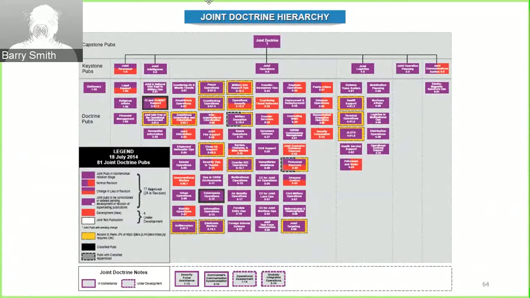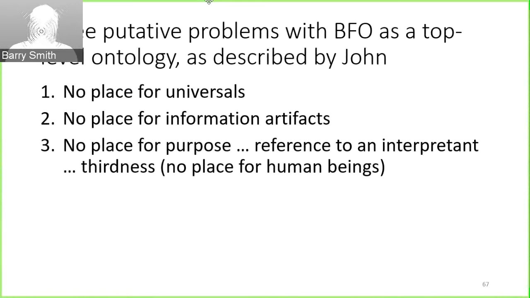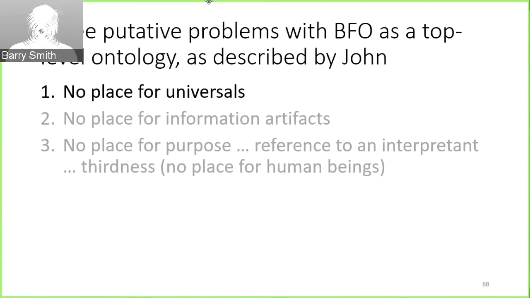Now John, in various places and at various times, has argued that any top-level ontology should have a place for universals, a place for information artifacts, and a place for purpose. And I'm going to go through these three very quickly. So he's wrong about number one.